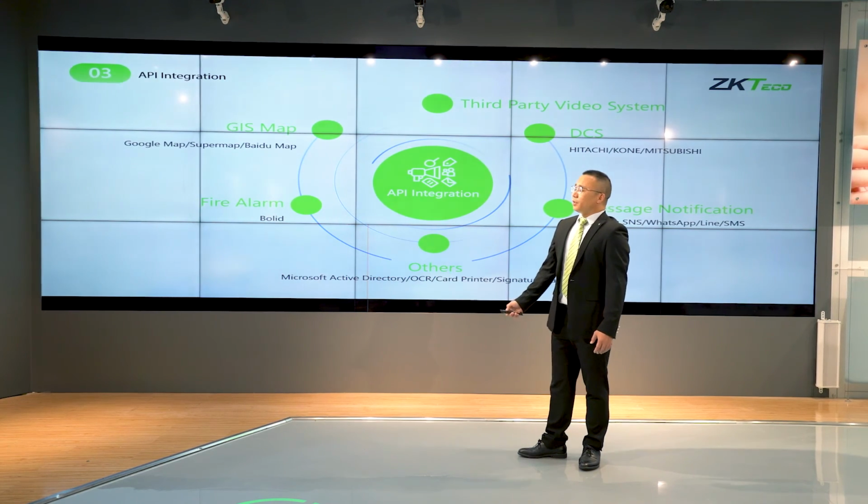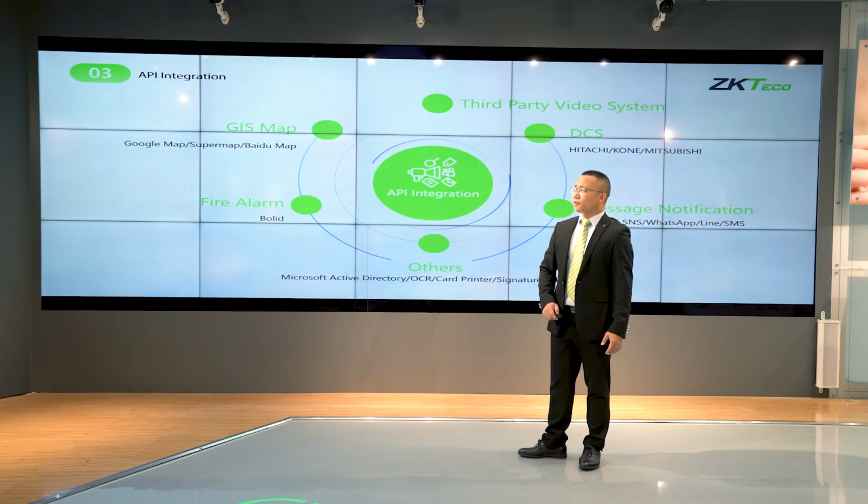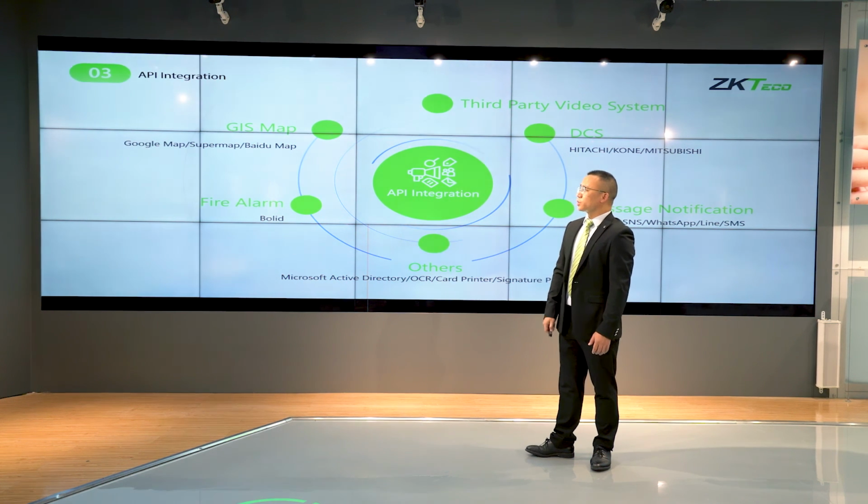And also, based on this platform, we have already finished many integrations with third parties, like the maps: GSmap, Google Map, also Baidu. The second is the fire alarm; the first step we have already finished integrating with a brand from Russia. And also we integrate messaging notifications: Amazon, WhatsApp, and Line. These functions are very useful.